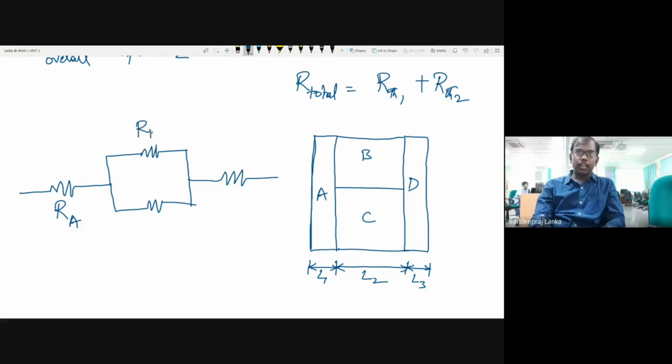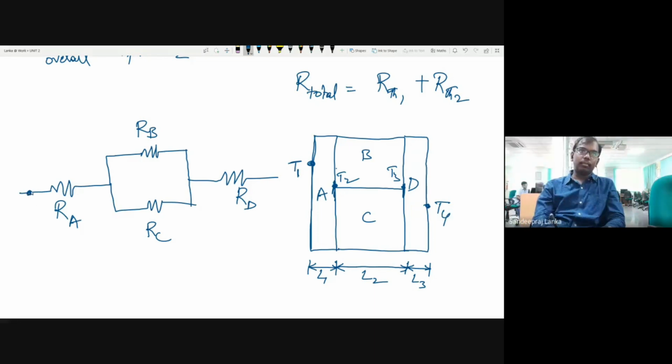So this will be RB, this will be RC, and RD is again in series. So this will be your resistance circuit. Here, in this whole thing, the temperature maintained is T1. In this whole thing, the temperature maintained is T2. So the whole thing, the temperature maintained is T3. Here, the temperature maintained is T4.